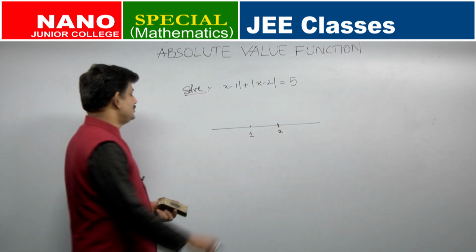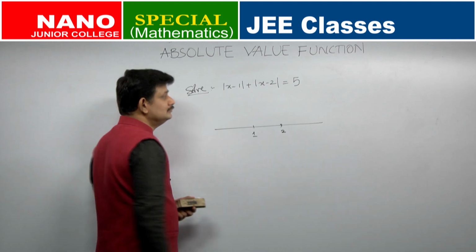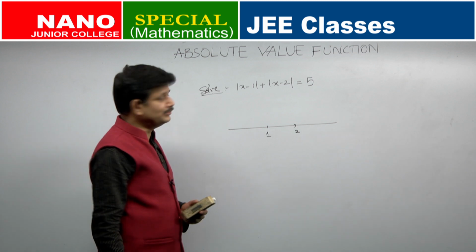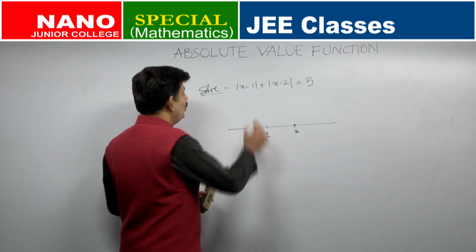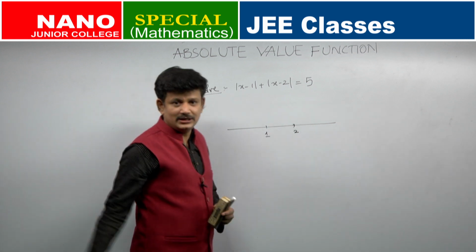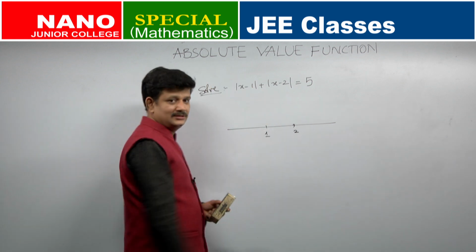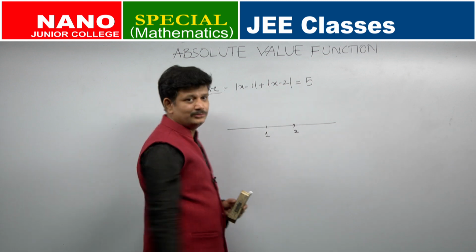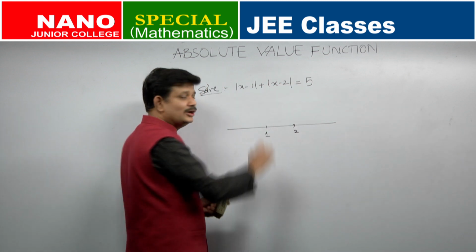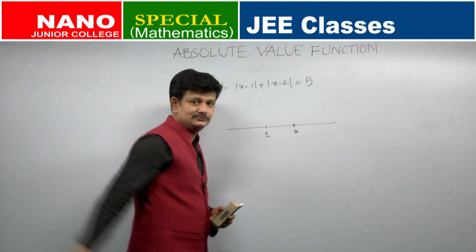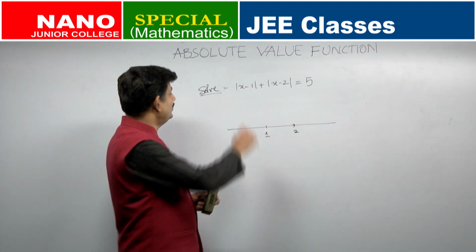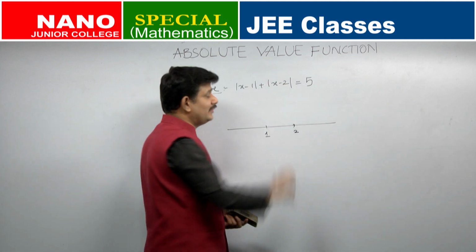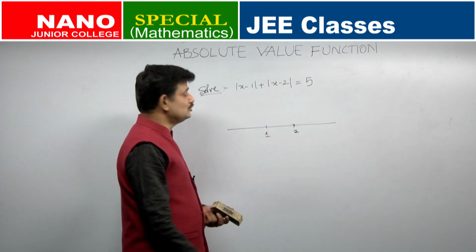What is the meaning of this question? Translate this into English. Solve means find all those numbers x whose distance from 1 and whose distance from 2 both add together to give you 5, or find all numbers x sum of whose distances from 1 and 2 is equal to 5.